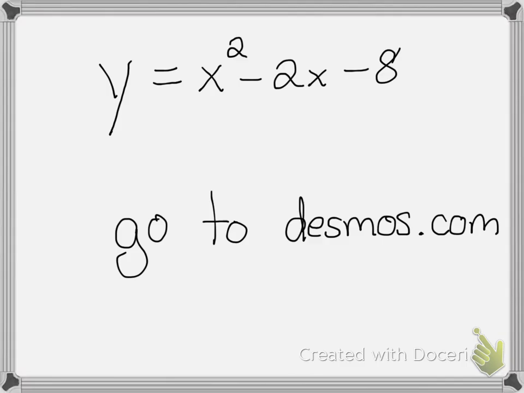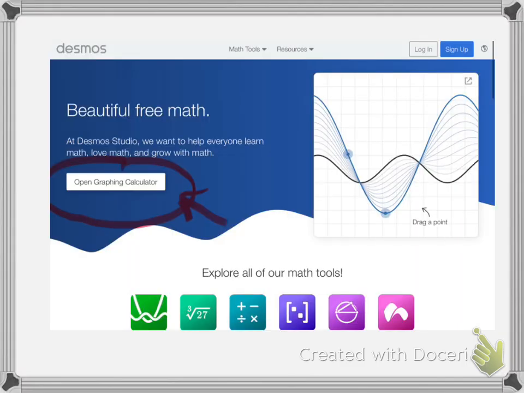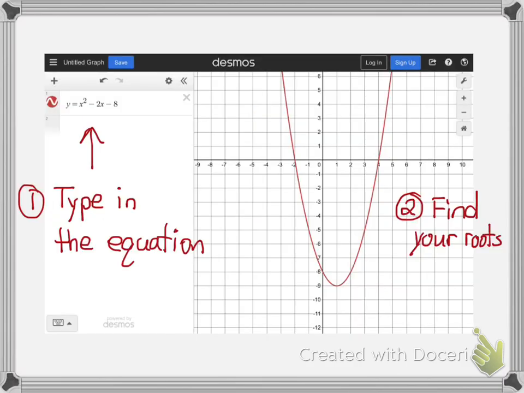First thing we're going to do is go to DESMOS.com, click on that button that says Open Graphing Calculator, and we'll type the function into that text box. Once you type in the function, you're going to find your roots on the graph.